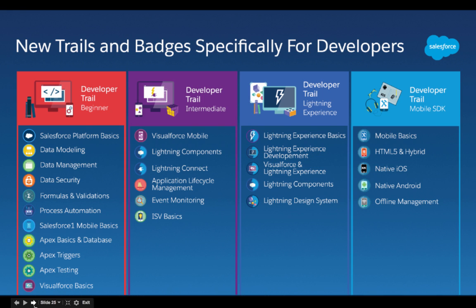But Trailhead isn't just for admins. We also have trails and badges specifically for developers. So for the developers on the call, if you're just getting started on the platform, we have a beginning developer trail. And this will cover the platform basics, process automation, and also help you get into Apex basics, triggers, and testing. If you're a developer, much like the admins who have a little bit of time in the seat, you can jump into our developer trail that's intermediate. So you can start learning about Lightning components, which Dave talked about, and Lightning Connect, and event monitoring.